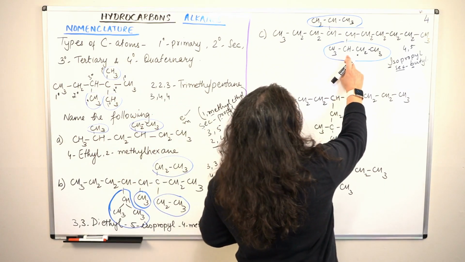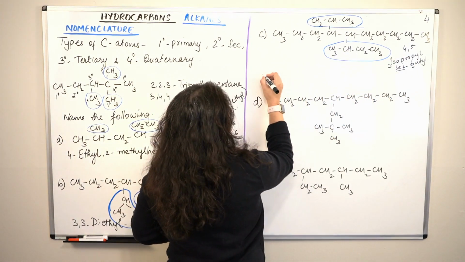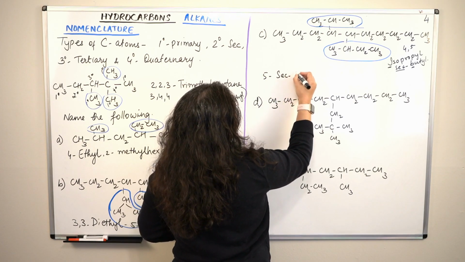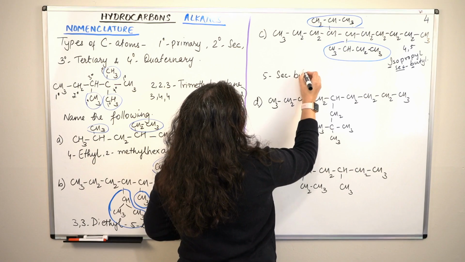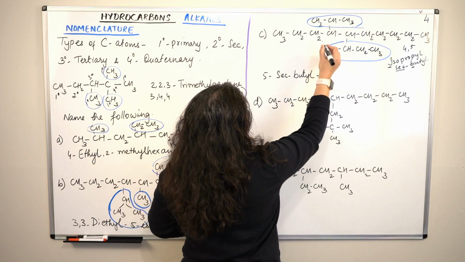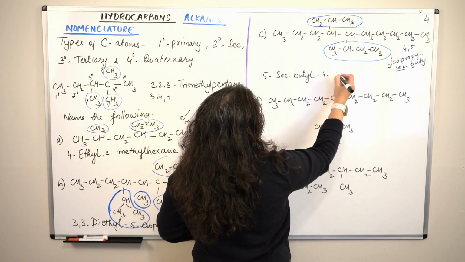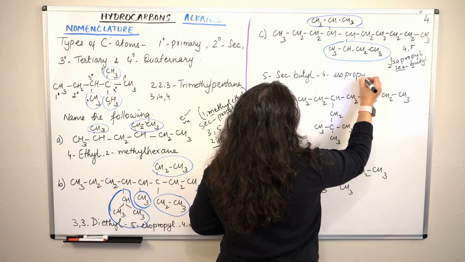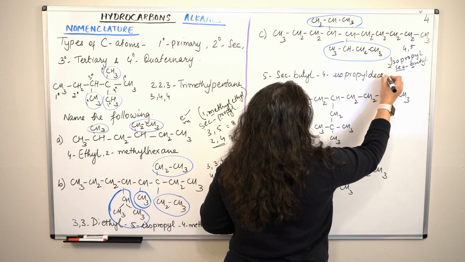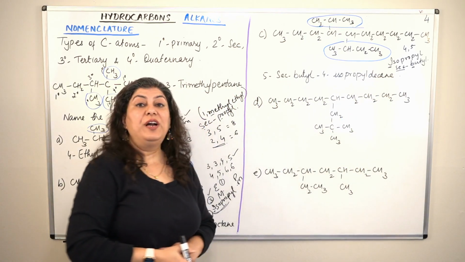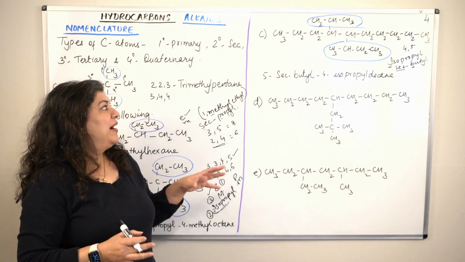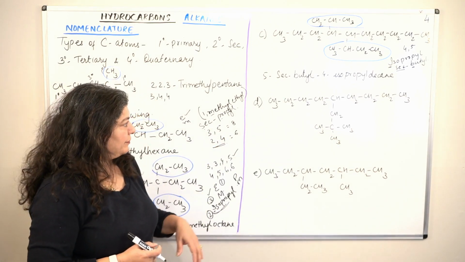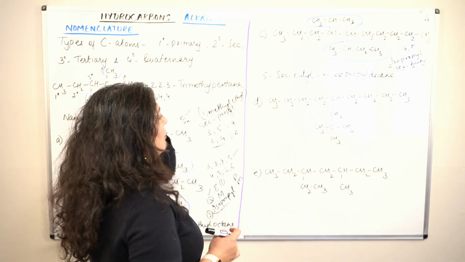So the secondary butyl is on the 5th carbon, so you write 5-secondary butyl, right? And 4-isopropyl decane. That will be the name of your compound. 5-secondary butyl, 4-isopropyl decane. Come to the next one now.